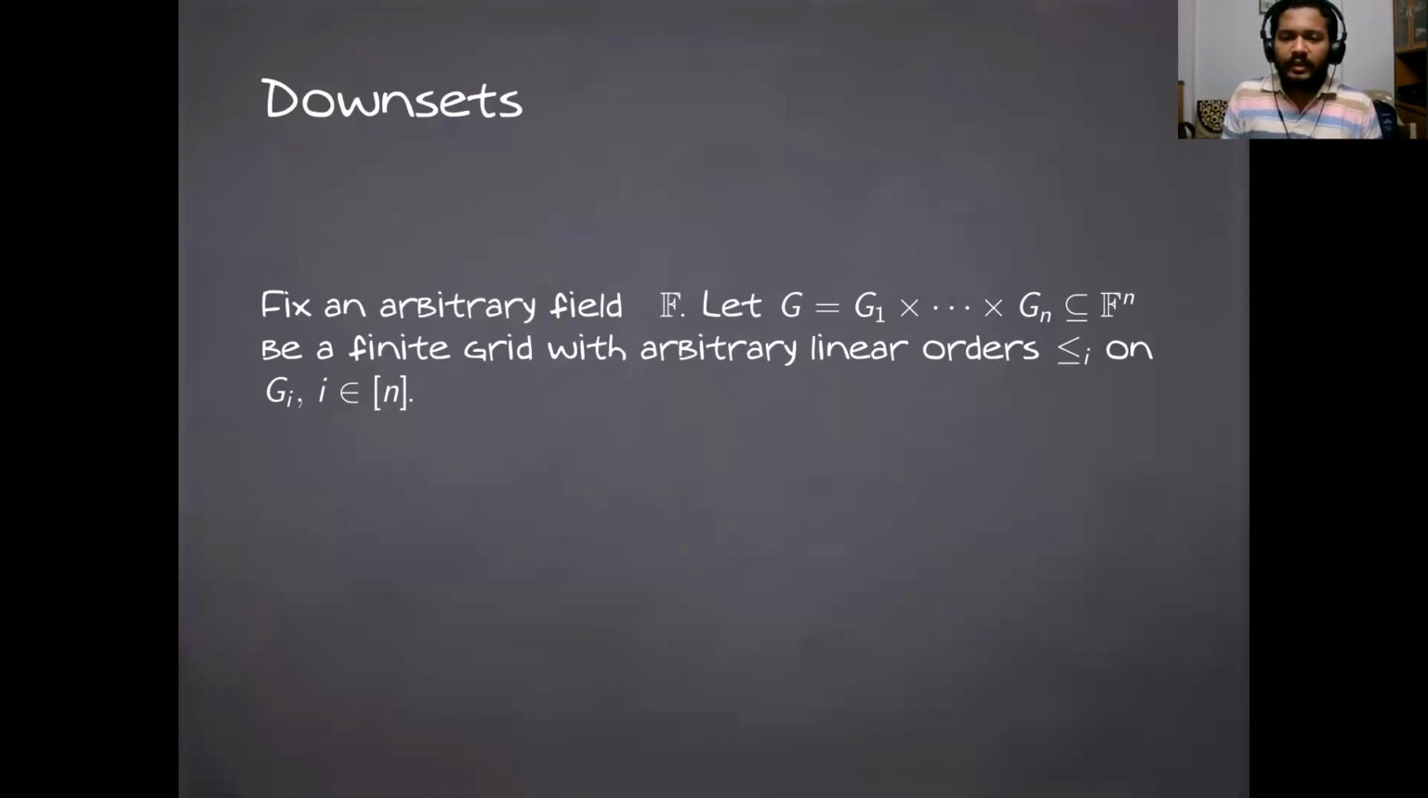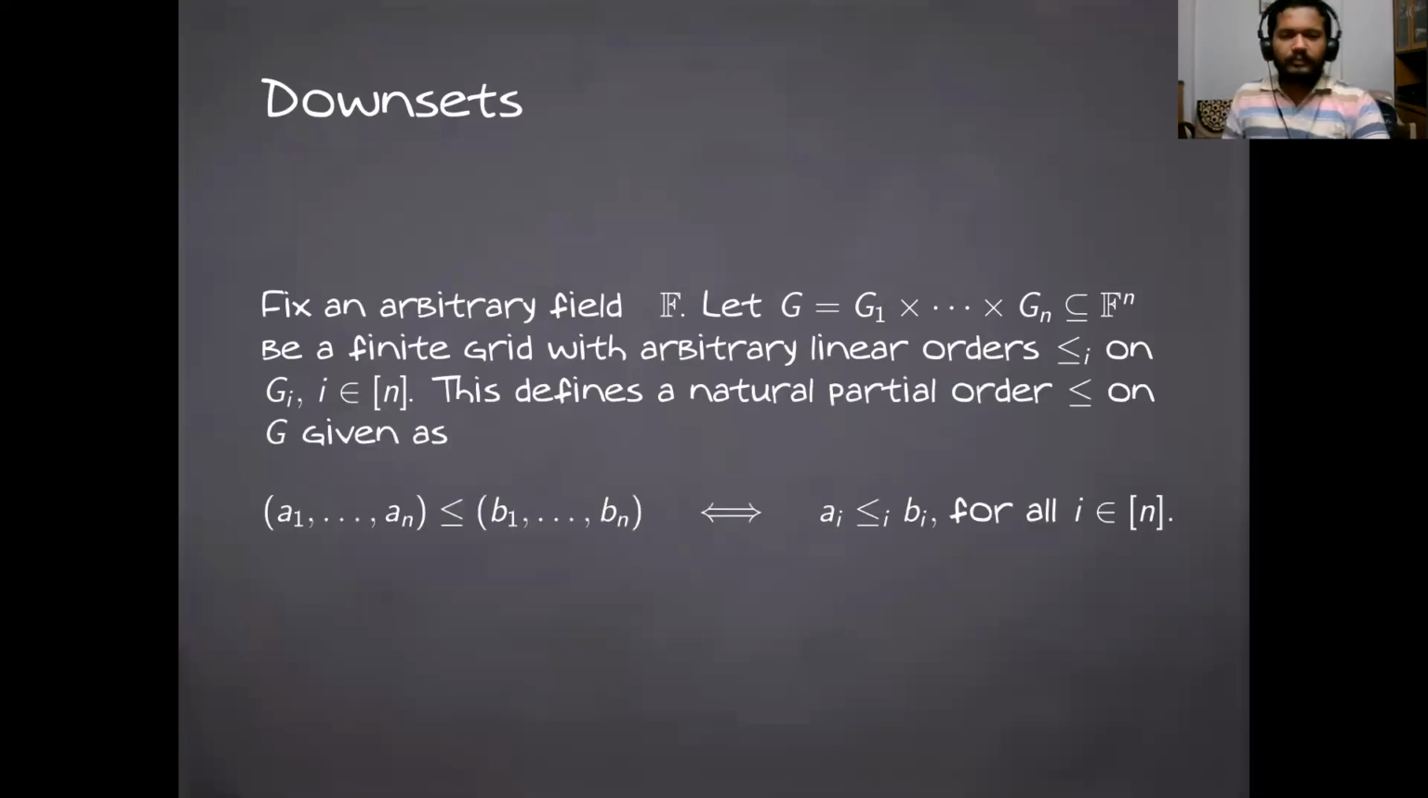Let's take an arbitrary grid. I'm calling it G here. It's a cross product of some Gi's, n variables. And let us assume that there are some arbitrary linear orders on each of these Gi's. I'm calling them less than or equal to i. So these arbitrary linear orders are going to define a natural partial order on the cross product G as follows, just the component-wise inequality. This will be a partial order, need not be a total order. There is a total order on each of the components. That's what we have.